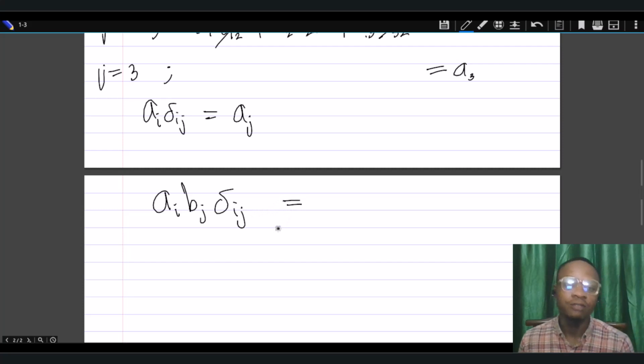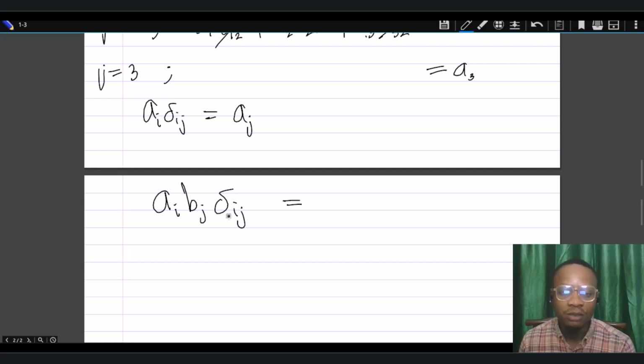The question should be firstly, can we simplify this expression or this term? And the answer will be yes. And how do we determine whether it is yes or no? Look at the subscripts of the Kronecker delta. Do we have the subscripts repeated in the same term? And the answer here is yes.